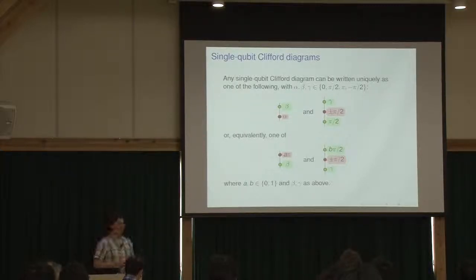And in fact, in the talk going forward, anytime I use Roman letters, they're going to take values in the set 0, 1, and anytime I use Greek letters, they're going to be angles that are multiples of pi by 2. So anytime anything has an angle that's a multiple of pi by 4, I'm going to explicitly say that.